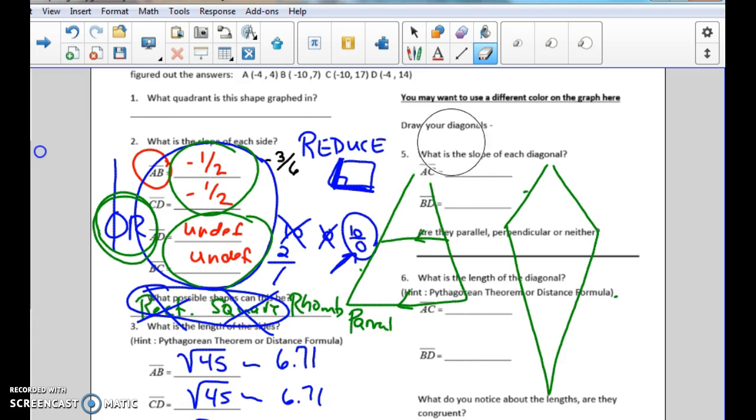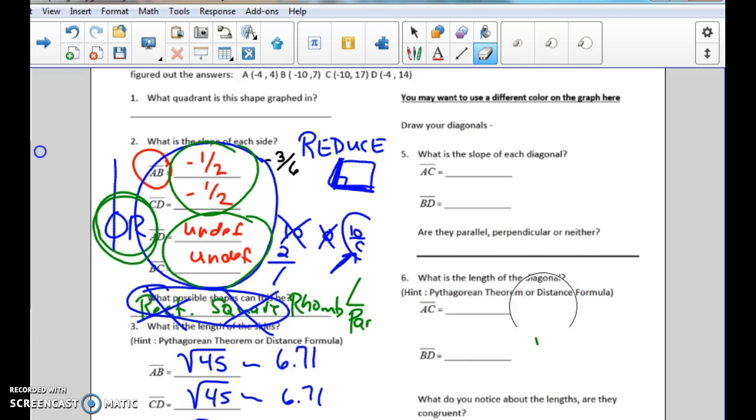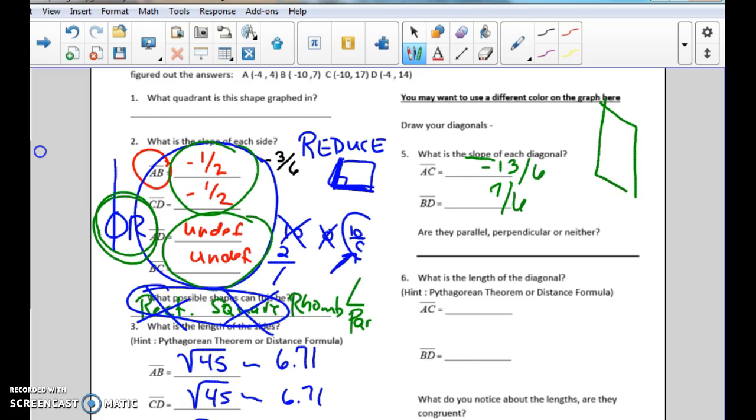Okay, now it wants us to talk about diagonals. We're looking at those diagonals. What's the slope of the diagonals? You should have had negative 13 over 6 and 7 over 6. Well, I don't remember exactly what your shape looked like, but it was something like this, right?